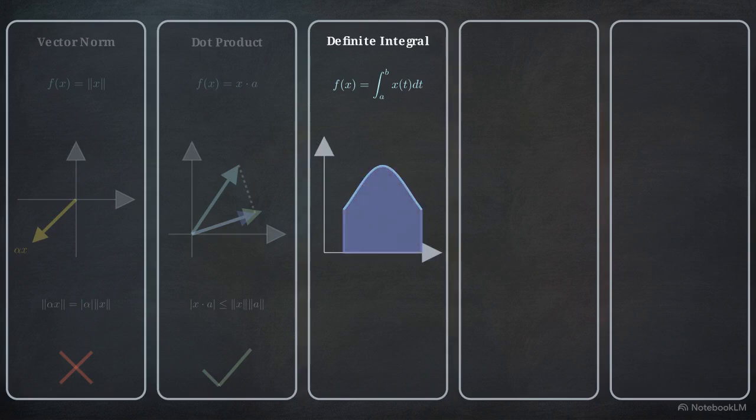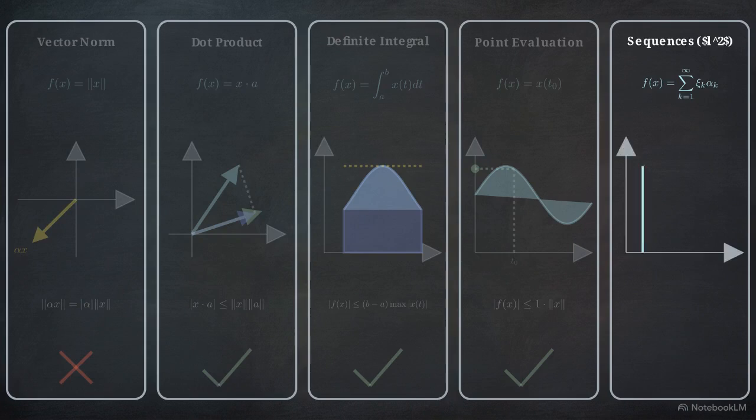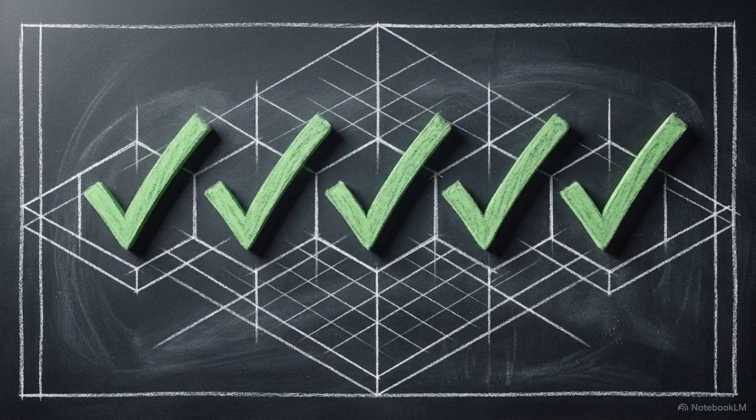Third, the definite integral. Integrating a continuous function over a closed interval maps a function to a single area value. This operation is both linear and bounded by the function's maximum value. Fourth is point evaluation. This extracts the value of a function at one specific coordinate. It is linear, and since the value cannot exceed the function's maximum, it is bounded. Finally, infinite sequences in L squared. If we take the sum of the products of two sequences, linearity is preserved, and boundedness is guaranteed by Cauchy-Schwarz. These examples confirm that functionals are versatile enough to extract coordinates, areas, and angles across varied mathematical spaces.